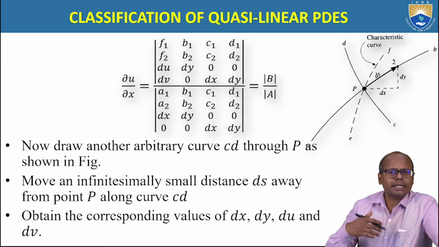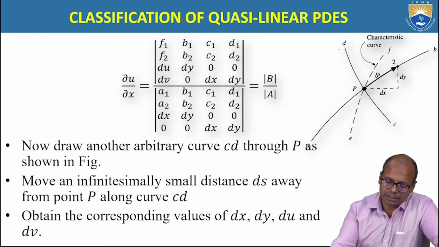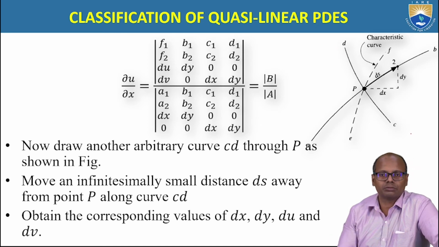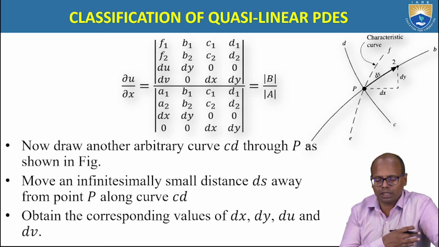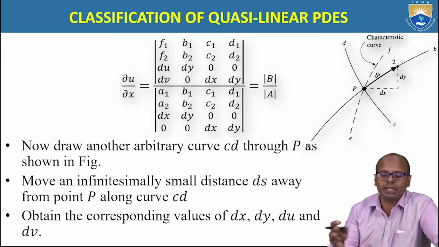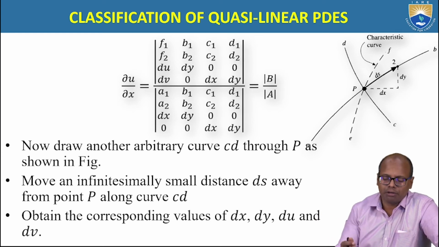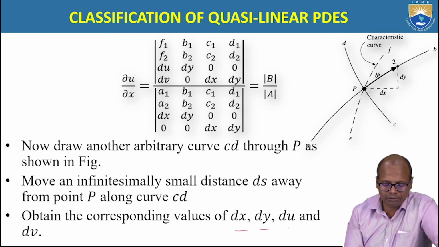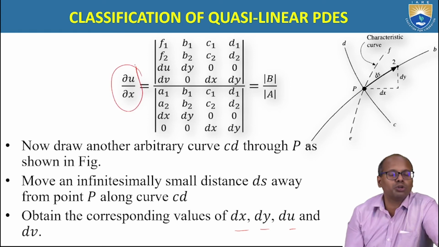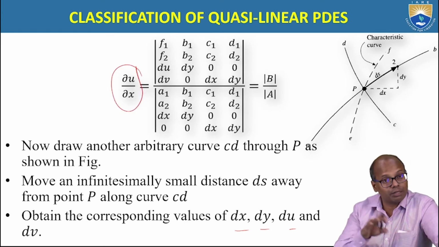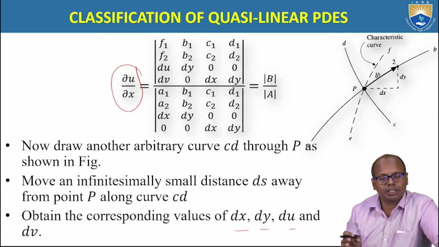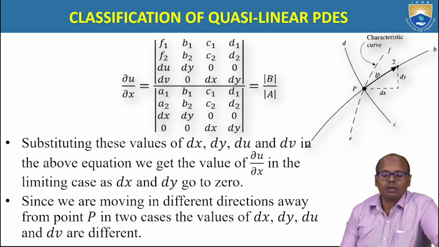Now let us consider another curve. Suppose CD is the curve. If I do the same thing that I have done for the movement of the point P along the curve AB, if I do the same iterations and find the values of dx, dy, du, dv, what will I get? I will get another value of dou u by dou x for the limiting case of dx tends to 0 and dy tends to 0.